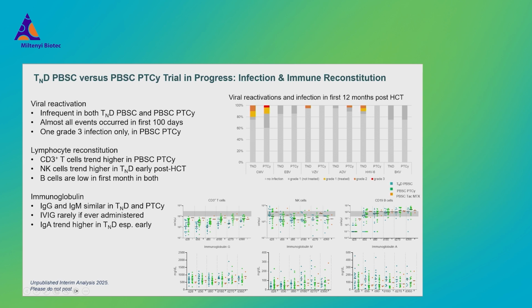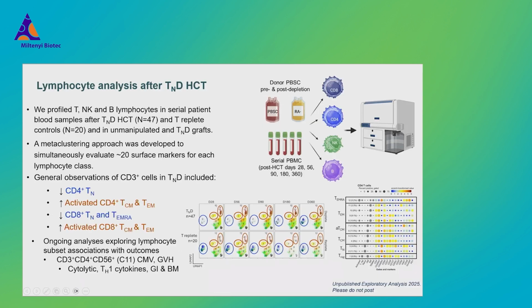In terms of immunoglobulin, the immunoglobulin levels are adequate in both the naive depleted and PT-Cy patients, and they don't receive supplemental immunoglobulin at all. The IgA is interesting in that it trends higher in the naive depleted recipients throughout, and the IgM recovers earlier in the naive depleted recipients.